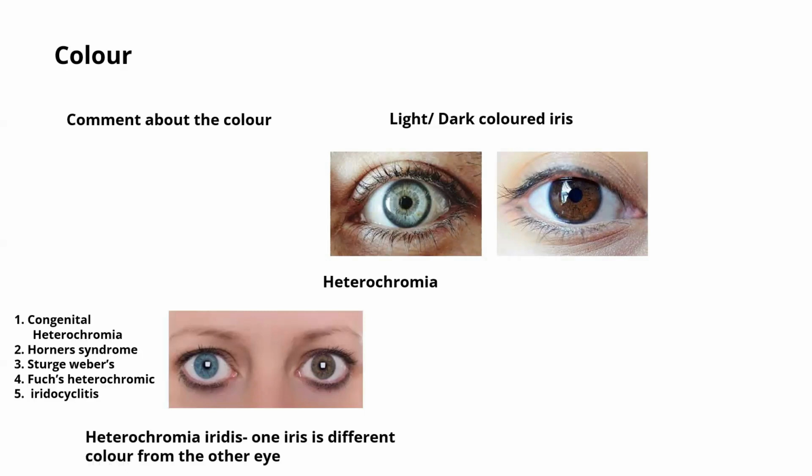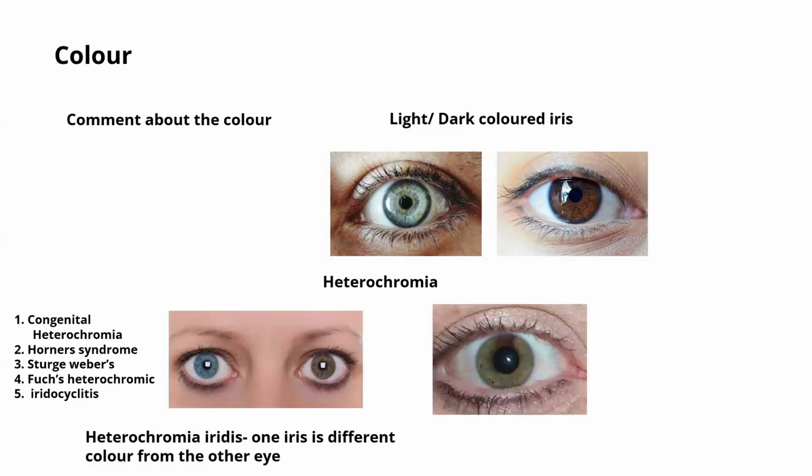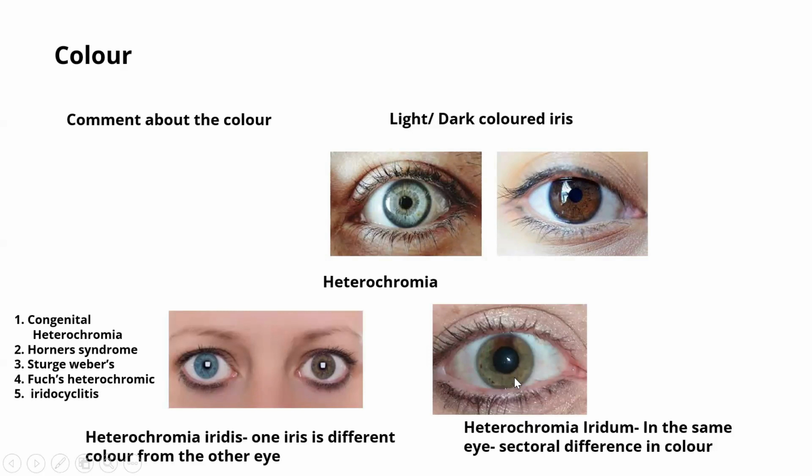Where do you see it? You see it in congenital heterochromia, Horner's syndrome, Sturge-Weber syndrome, or Fuchs heterochromic iridocyclitis. Sometimes within the same eye, you will see that some sector of the iris is of a different color compared to the rest of it. This is called heterochromia iridum. Causes are herpes zoster, iris nevus, trauma, and glaucoma.